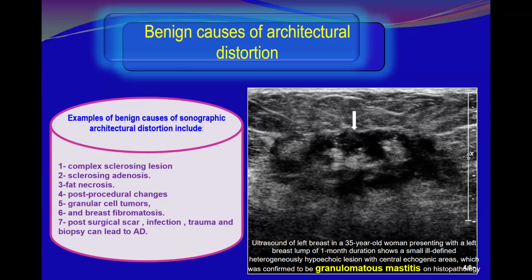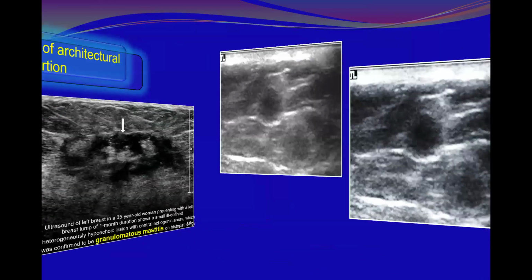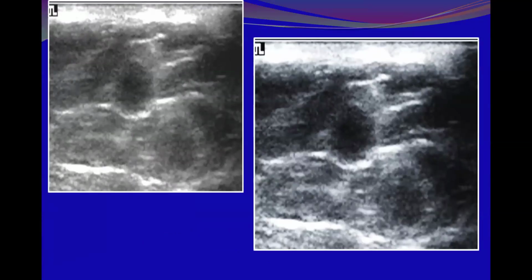So there are many examples of sonographic architectural distortion due to underlying benign etiology, including complex sclerosing lesions, sclerosing adenosis, fat necrosis, post-procedural changes, granular cell tumors, breast fibromatosis, post-surgical scar, post-infection healing, healing of trauma or acute trauma even, and biopsy can also lead to architectural distortions. Okay, this is my patient.